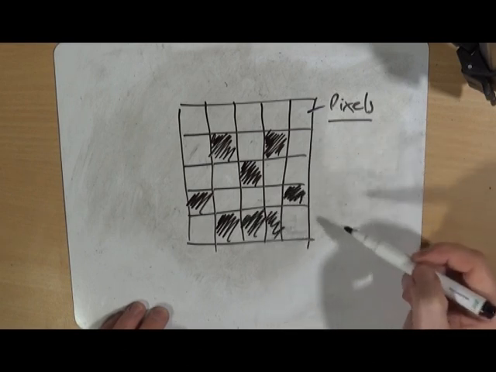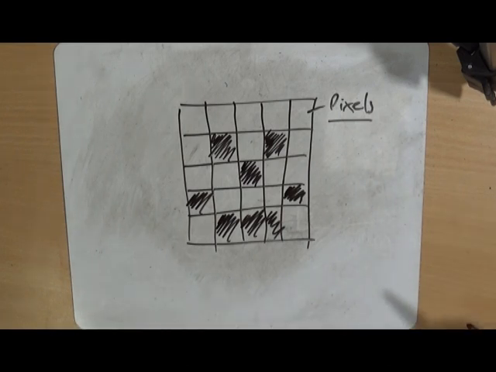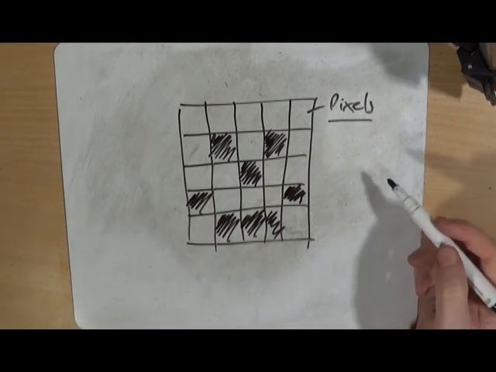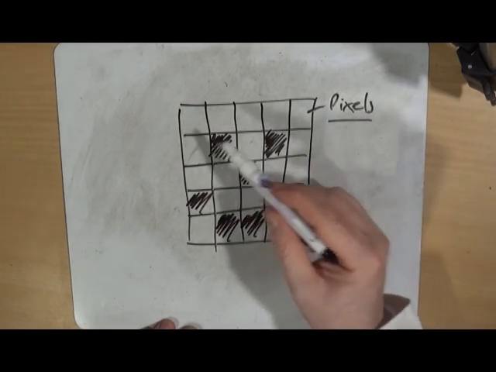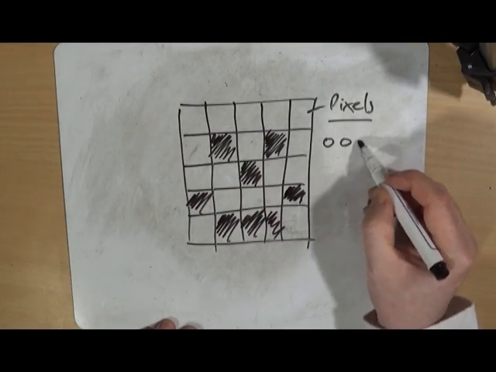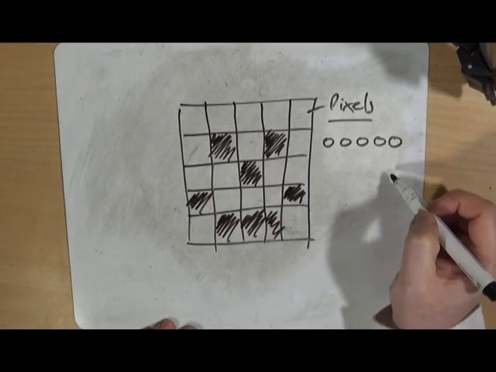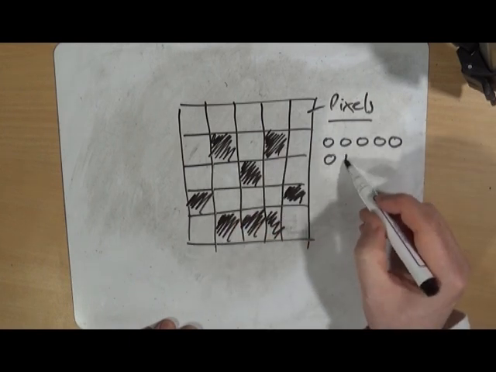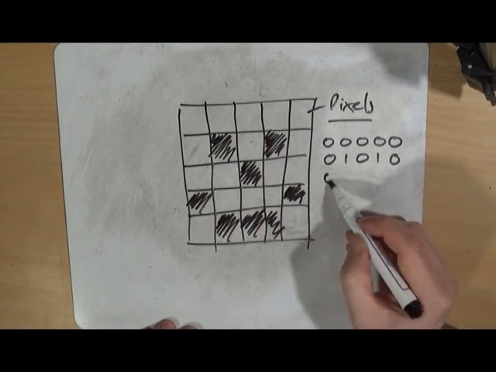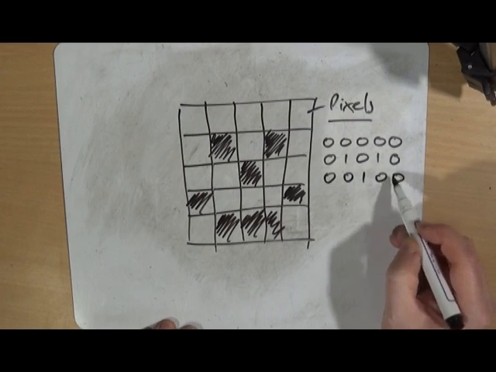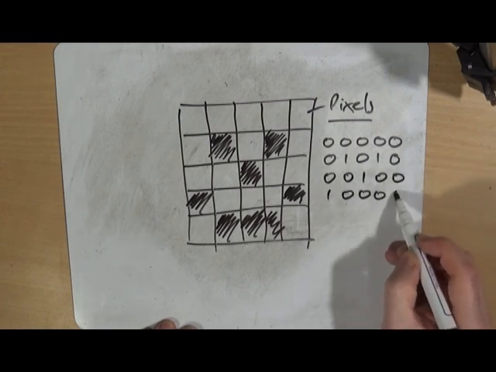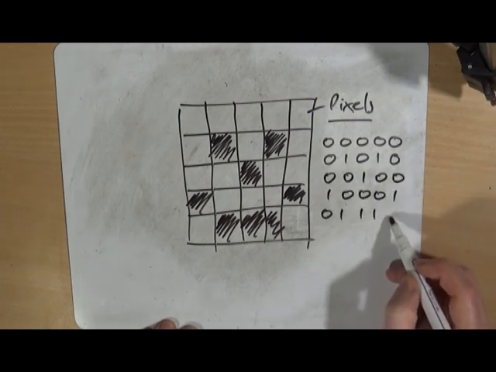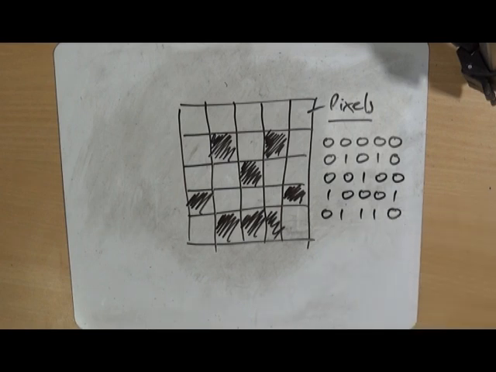There we go. It's not a very good smiley face, but it's a smiley face. And then to write this down using binary numbers, all we need to do is write down a 0 if we don't colour it in. So the whole top row is just zeros. And write down a 1 if we do colour it in. So using that method, we can then have a binary pattern, binary code that represents our image.